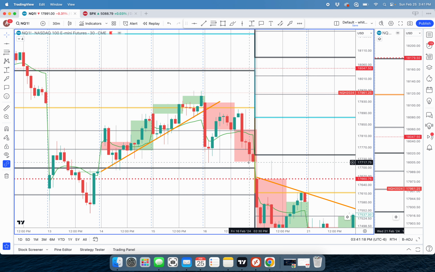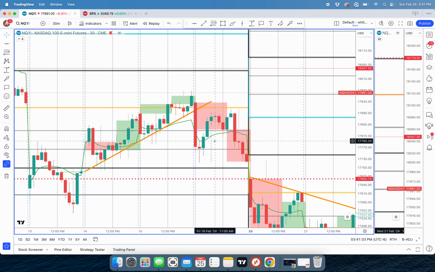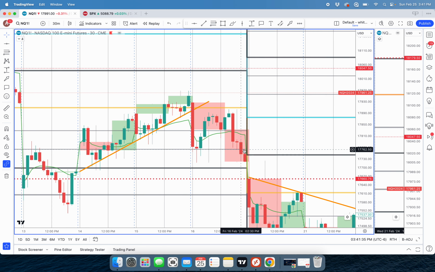A lot of times it doesn't necessarily break back down. If it was going to make newer lows, it would have done it already, and it would have never come back above VWAP. It would have come up here and then reversed and then come back probably down here. But the fact that we came above VWAP tells me that the trend is not actually strong today.